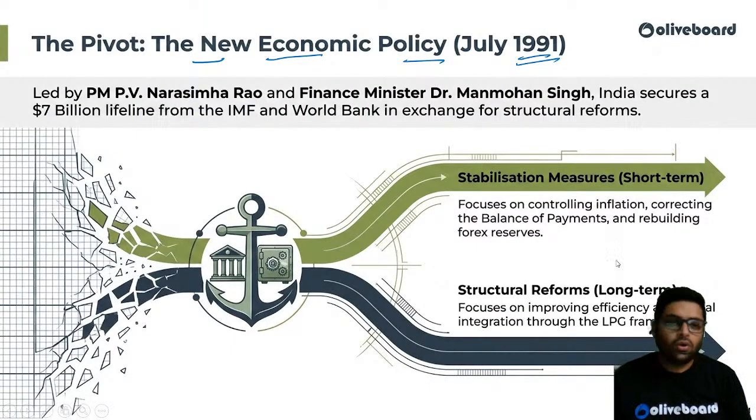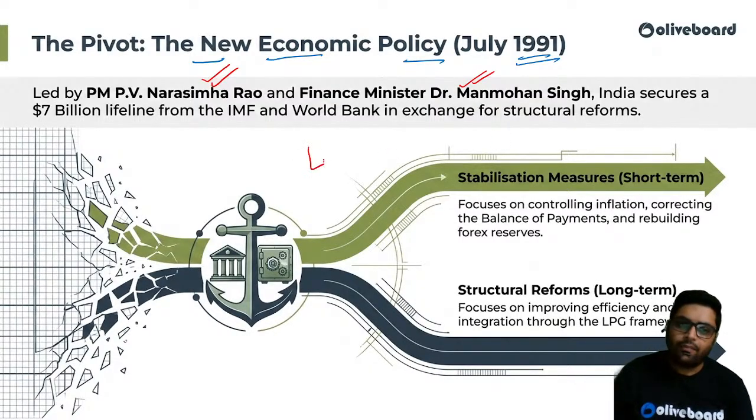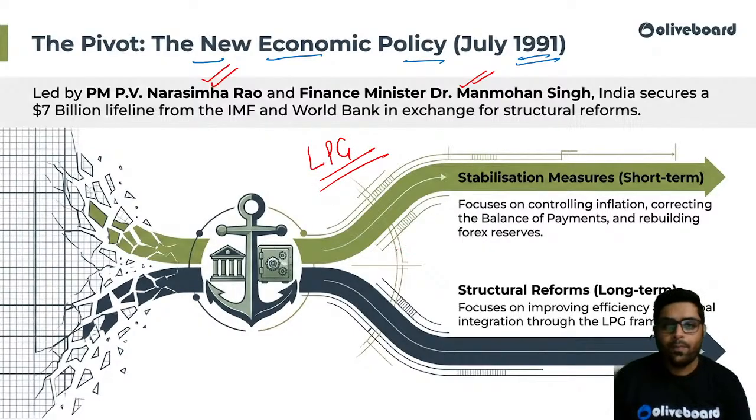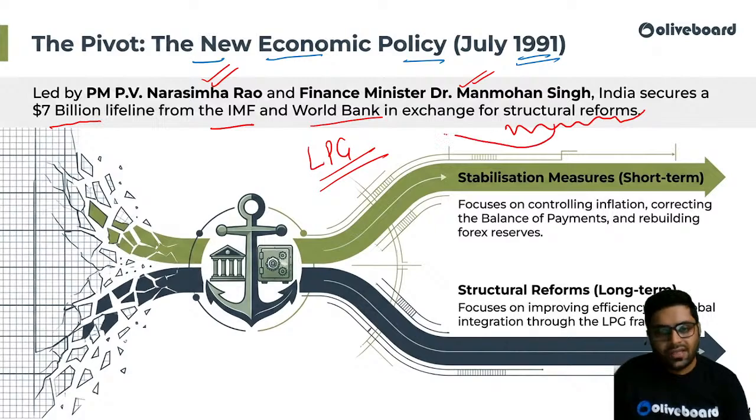No problem. So, in July 1991, there came a drastic set of reforms, as I was explaining. P.V. Narasimha Rao was the Prime Minister, and Dr. Manmohan Singh was the Finance Minister. And India decided to change the whole game. We brought these reforms called LPG. India secured a $7 billion lifeline from the IMF and World Bank in exchange for some structural reforms. Now, these reforms are LPG reforms.